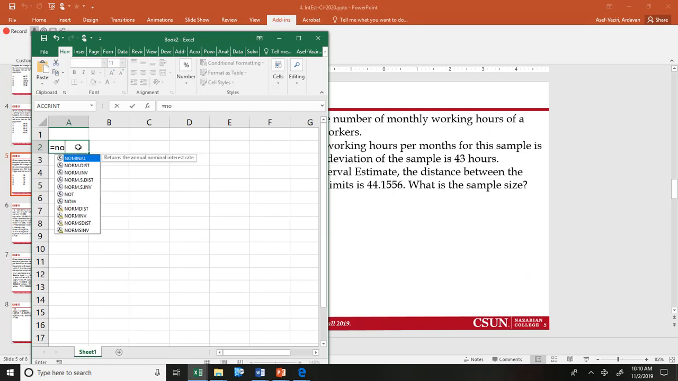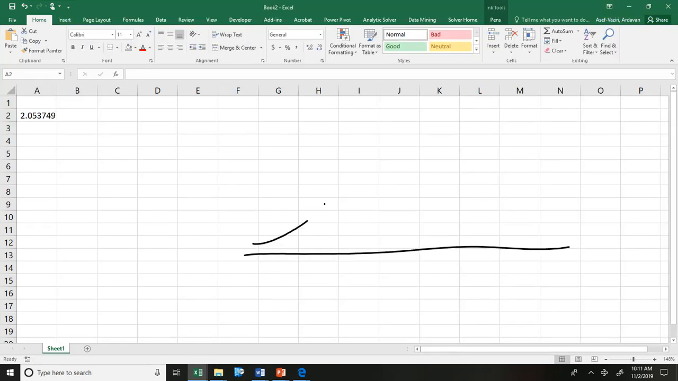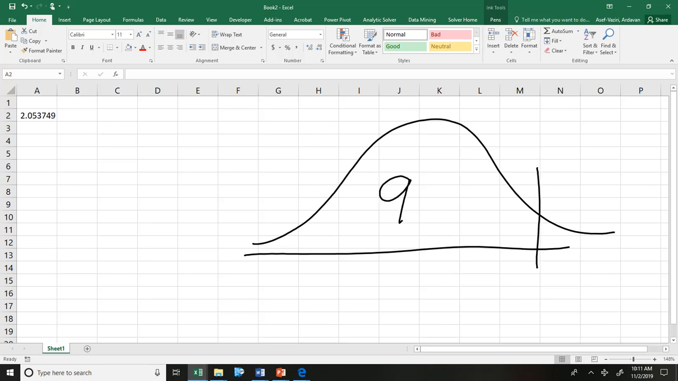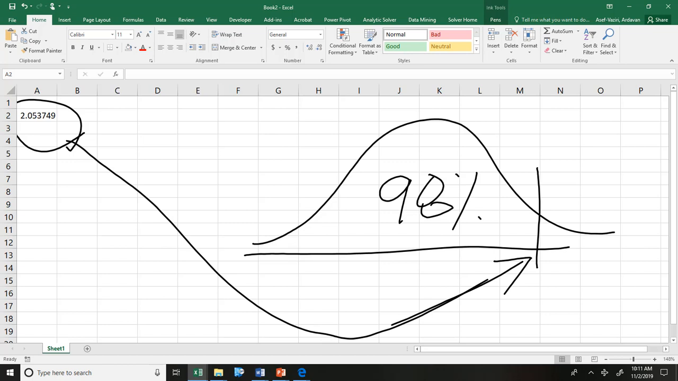Use norm standard inverse. If I give you the probability, what would be the z? For 0.96, which was my interval, plus 2%, which is still on the left, which makes it 98%. Enter, and it will tell me that if you want to have 98% here, then you should go 2.05 standard deviations to the right.